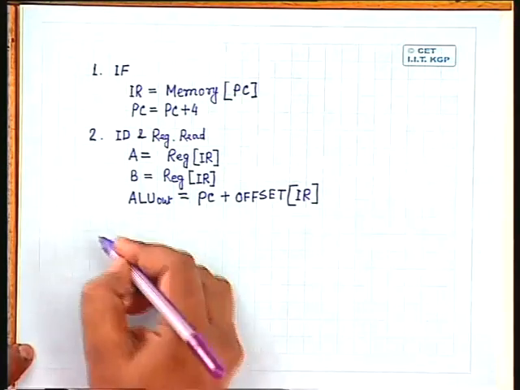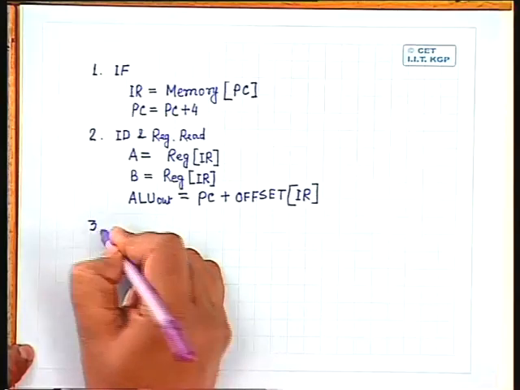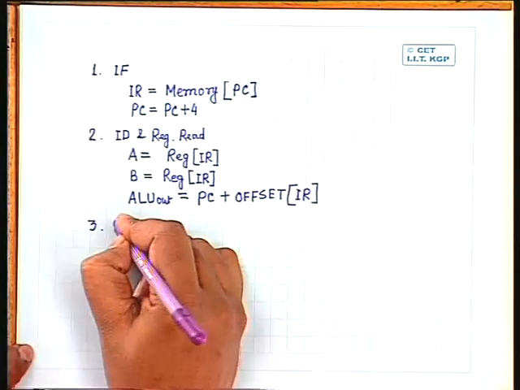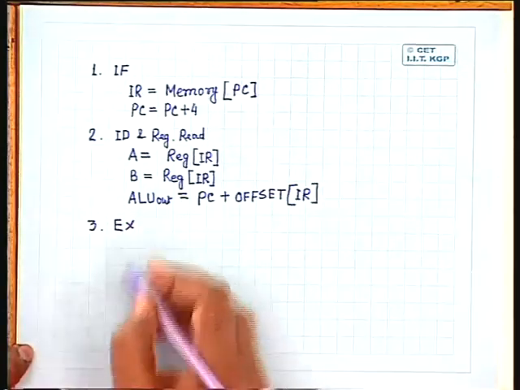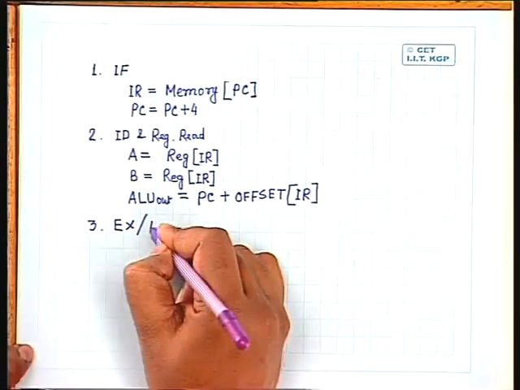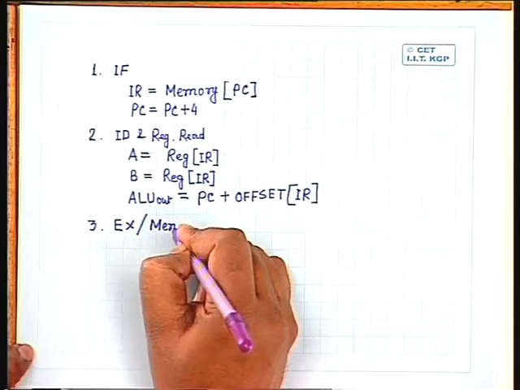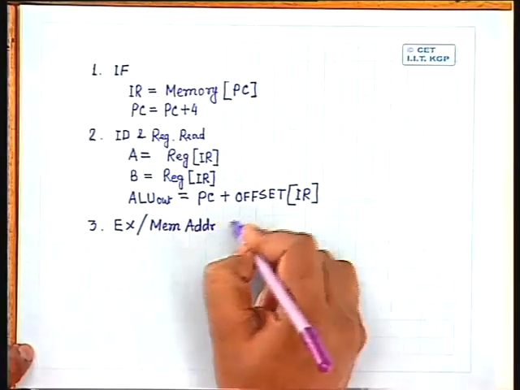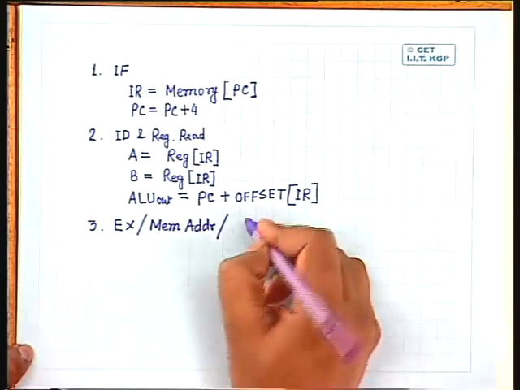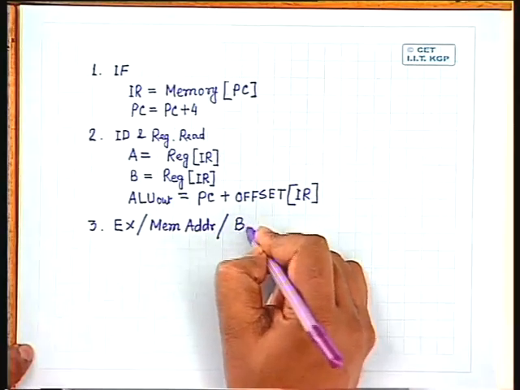Okay. During the third clock period, what we can do is execute some instruction, or compute the memory address, or if it is a branch instruction, we can complete the branch instruction.